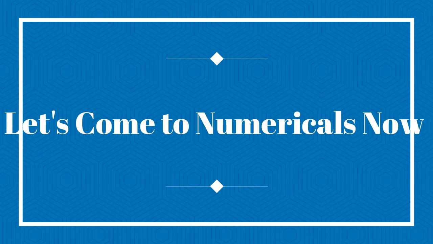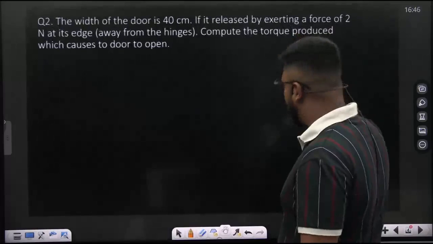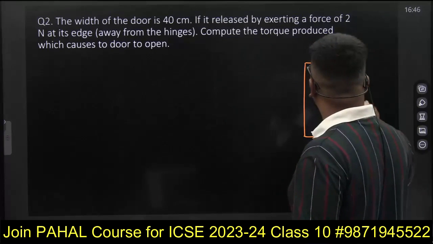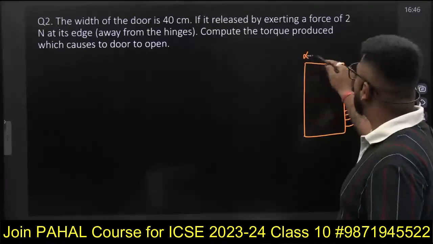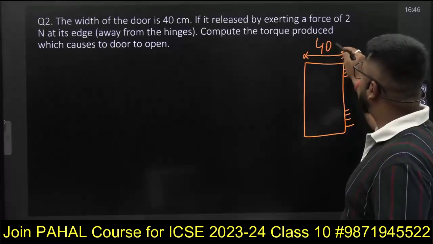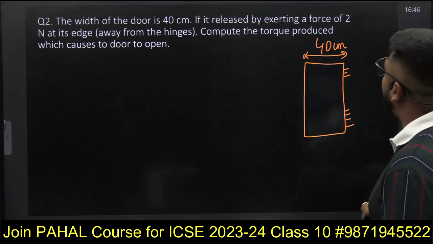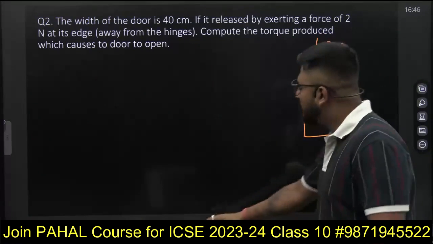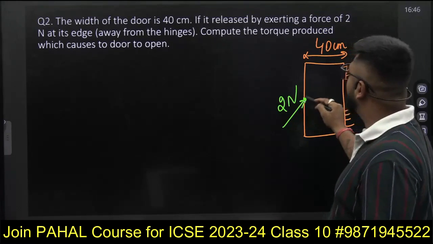So the question says the width of the door is 40 centimeter. Okay, so let's say this is our door which is hinged over here, and the width of the door is given to be equal to 40 centimeter. It is released by exerting a force of 2 Newton at its edge. So we are applying a force of 2 Newton over here at the edge of the door. Let's say this point is A.